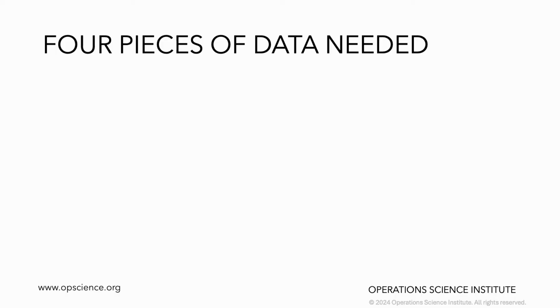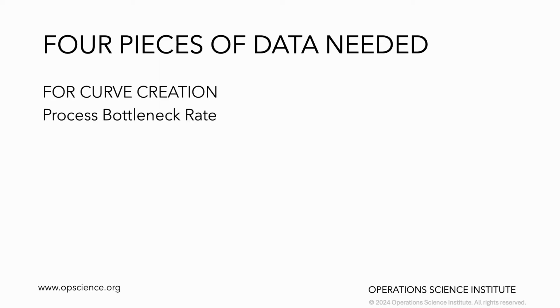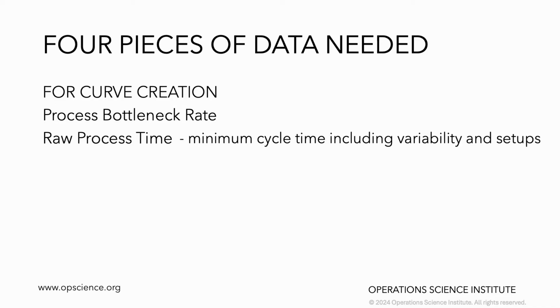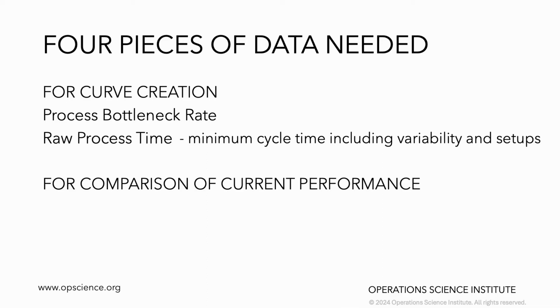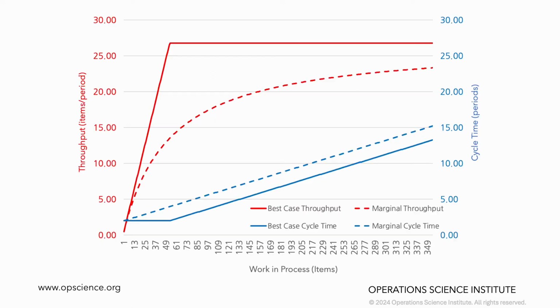Only 4 pieces of data are needed for flow performance curves. Pretty simple data requirements. For curve creation, specify process bottleneck rate and raw process time, which is the minimum cycle time through the process, including variability and setups, not the same as value-added time. Average WIP and average throughput are the only data needed to compare current performance to best possible. Let's look at the curves in detail.